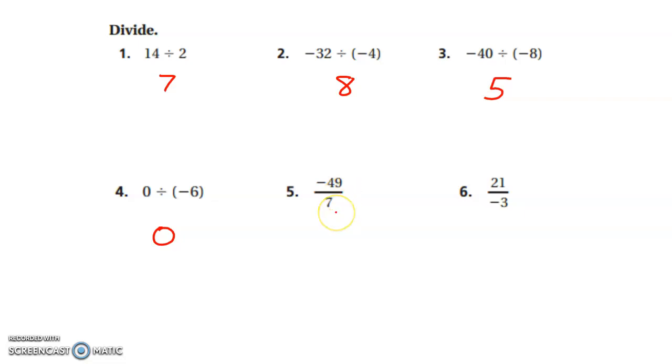Negative 49 divided by positive 7. Since there's only one negative, my answer is going to be a negative 7. Number 6, again, I only have one negative. 21 divided by 3. Remember, top number goes in the house, bottom number on the outside. You would end up with a negative 7.